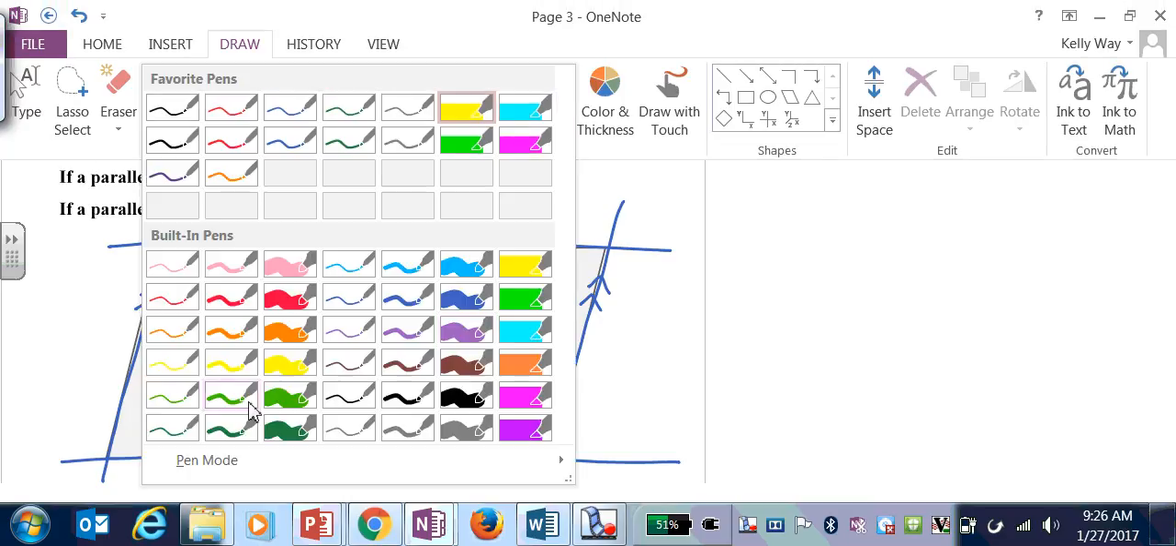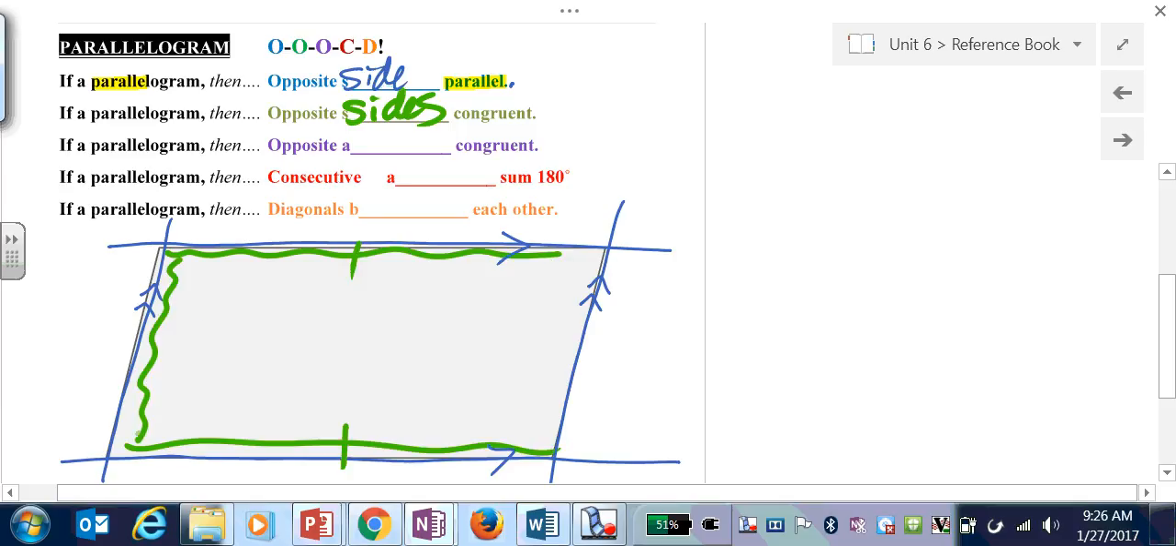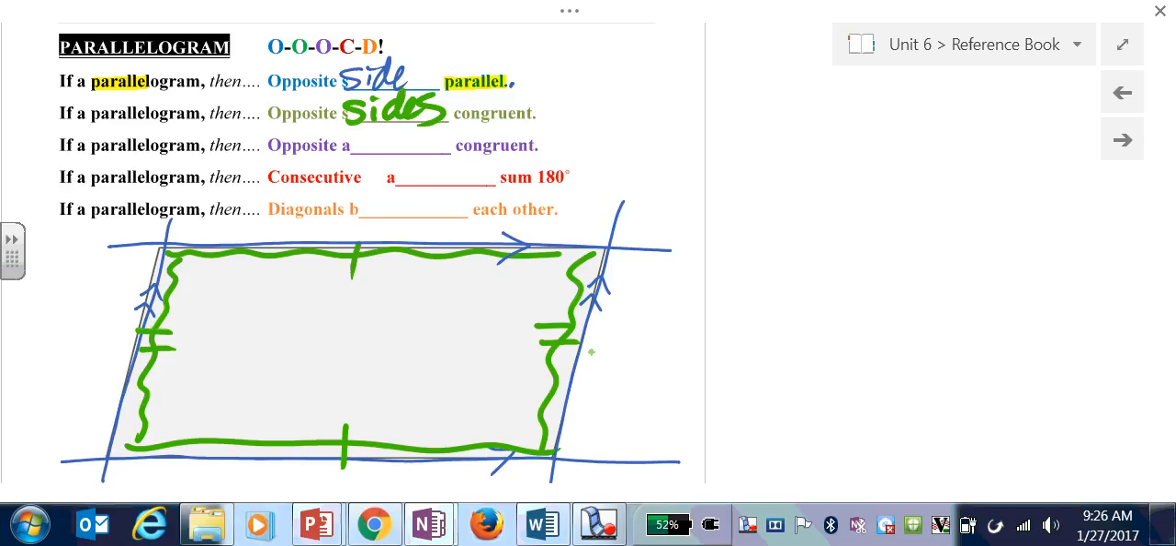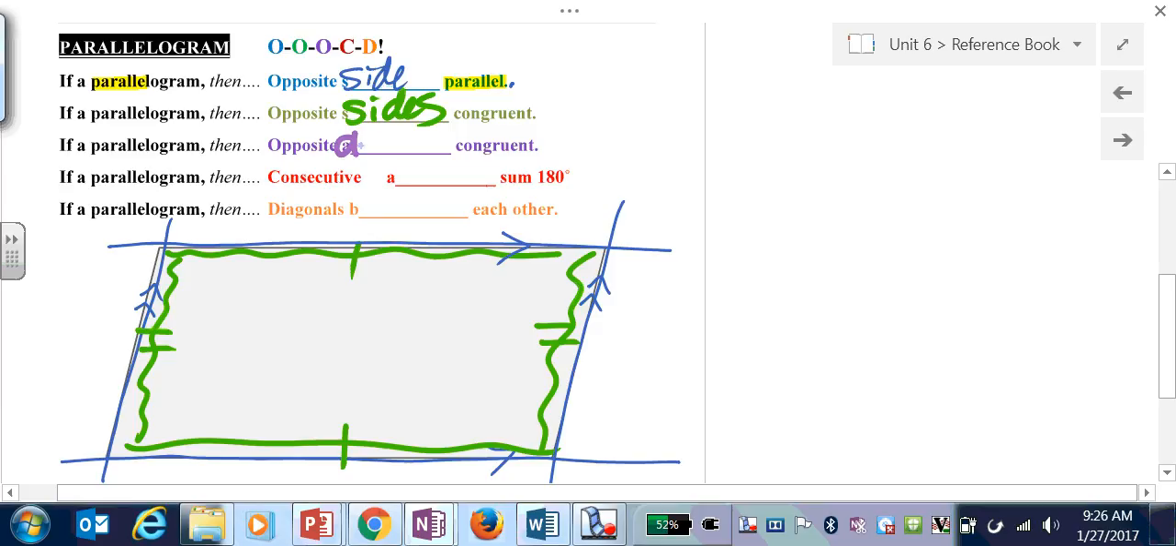Number 2, opposite sides are congruent. Notice, I do not use the same hats now. Sides congruent. Next one, opposite angles congruent.